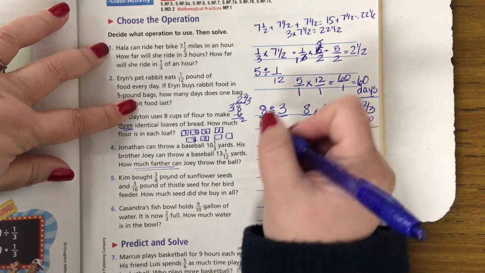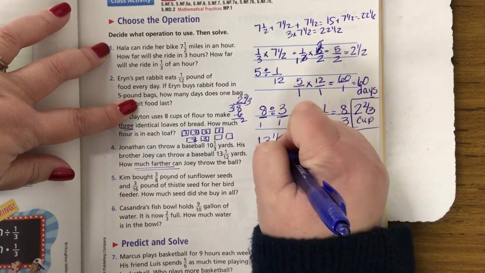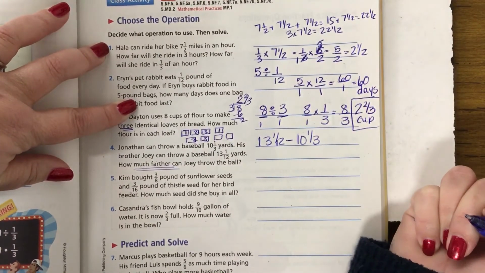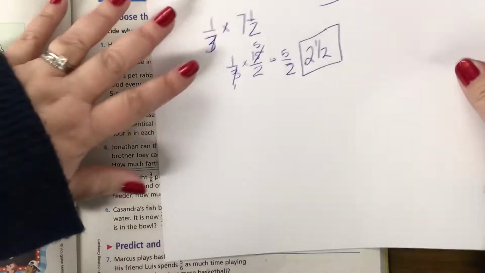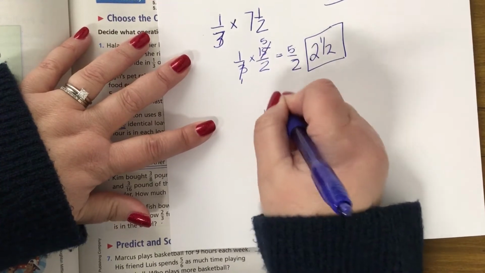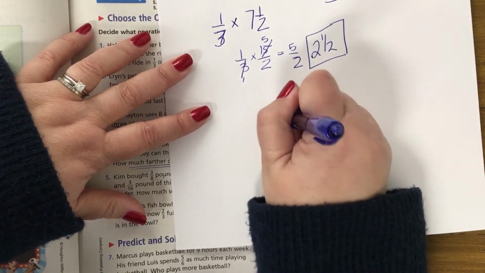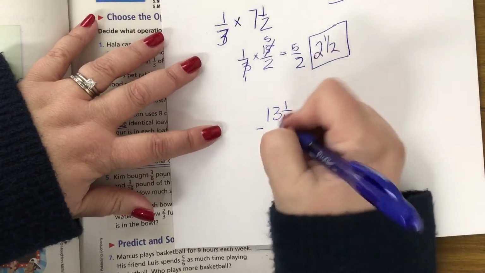So we're going to go 13 1/2 minus 10 1/3. Okay. Now, I don't know about you guys, but I can't do that upside down. So I'm going to do it over here. 13 1/2. Sorry, am I doing that right? Yeah, 13 1/2 minus 10 1/3.